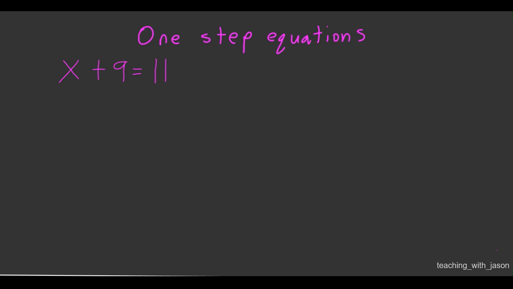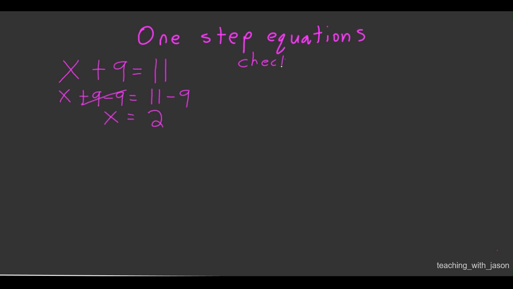How do we fix that? We use the opposite operation. So the opposite of addition is subtraction. So we end up with x plus 9, subtract 9, is equal to 11, subtract 9. Now 9 minus 9 gives us 0, so those cancel. I have x on my left side, and I have 2 on my right-hand side. So x is equal to 2.